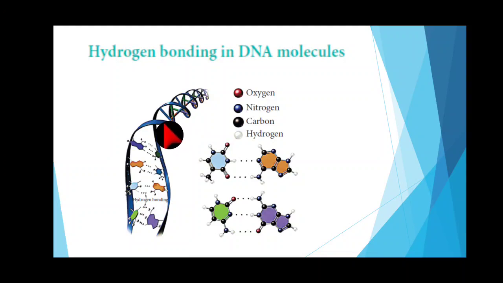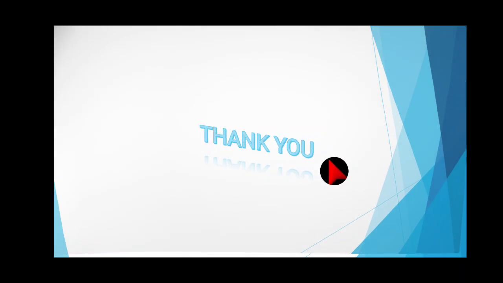In biology, we can find the diagram. The helical nucleic acid chains are called strands. Here the colored dots are given: oxygen, nitrogen, carbon, and the white dot shows hydrogen. The dotted line shows the hydrogen bonding. So the DNA molecule also has hydrogen bonding. Thank you.